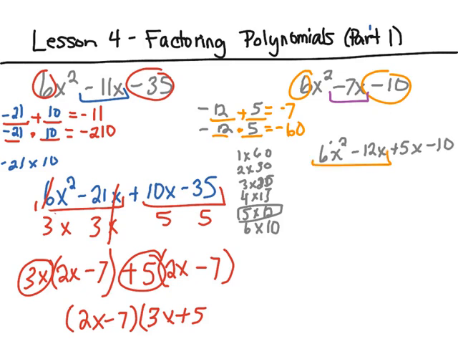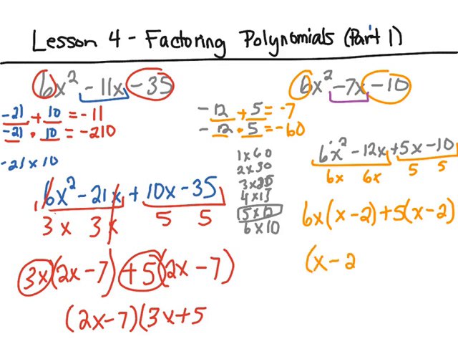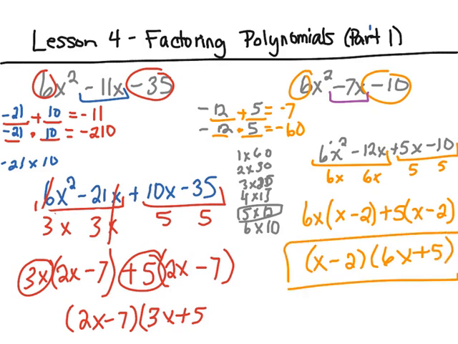We're going to split it into two groups, divide by our common factor. Our common factor is 6x and 5. So we put our 6x in brackets. 6x squared divided by 6x is x. Negative 12x divided by 6x is minus 2. Plus 5 brackets. 5 divided by 5 is 1, so we are left with x. 10 divided by 5 is 2. Our inside brackets are the same, so we have x minus 2 and 6x plus 5. And there is our factored polynomial.